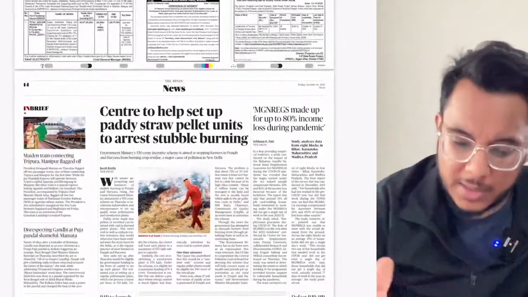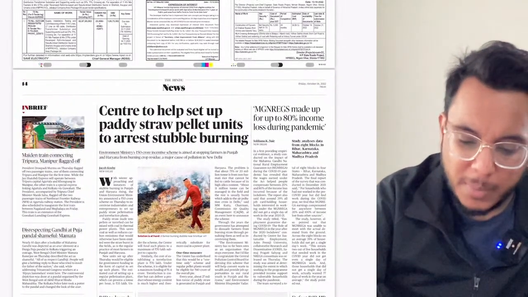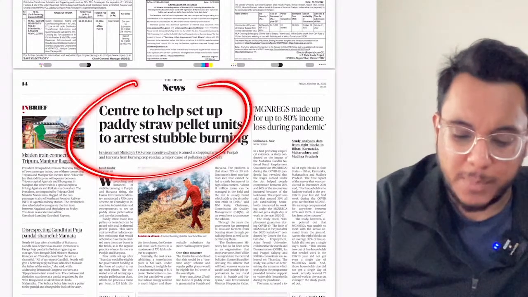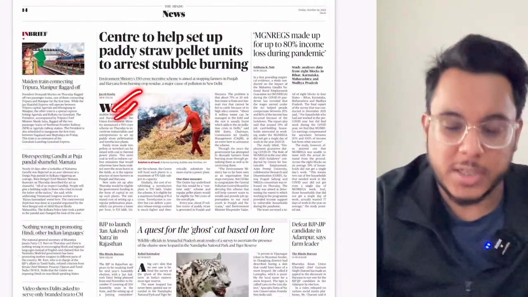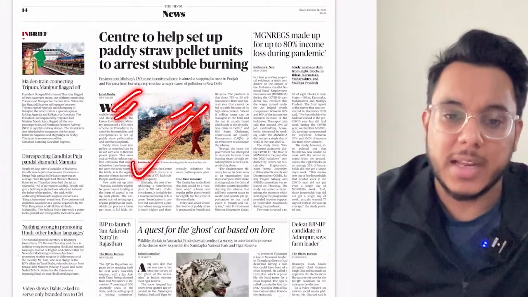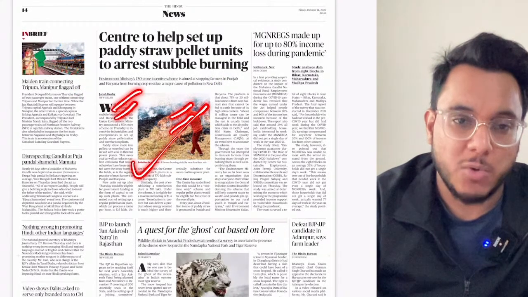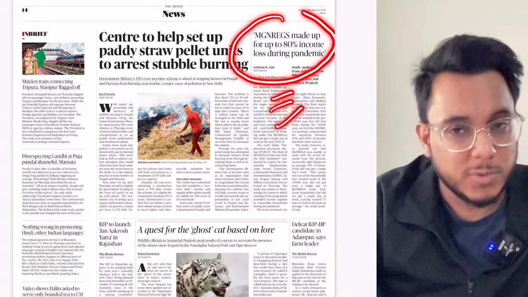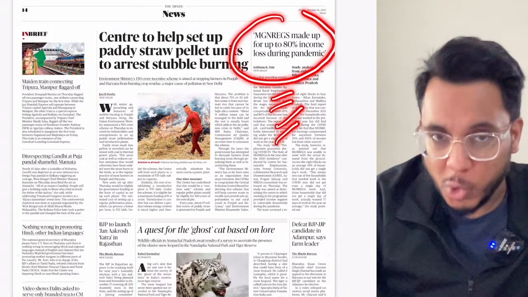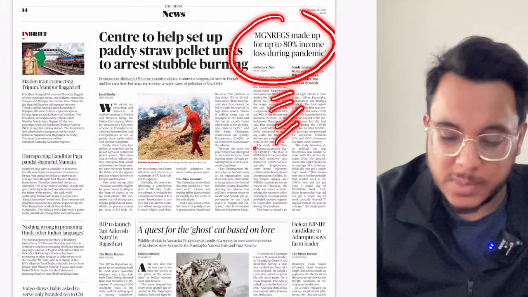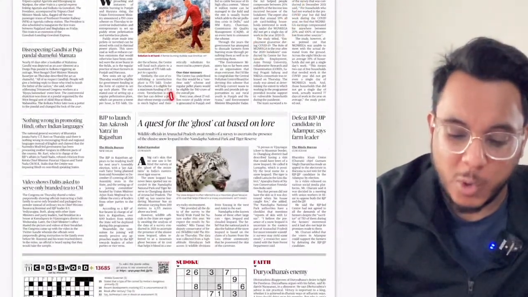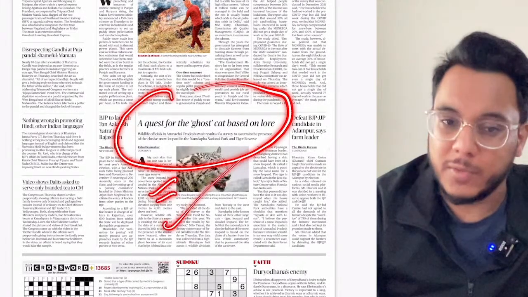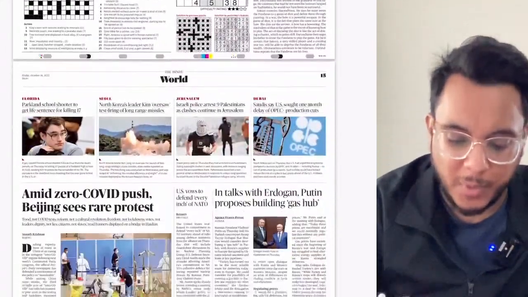Then this particular article, center to help set up paddy straw pellet units to arrest stubble burning. Very good article, fine, for examination we can use it, fine, we'll see that. MGNREGA makes up 80% of income loss. So a report on the role of MGNREGA during the times of the pandemic has been provided. We'll see this entire article. A quest for the ghost cat based on lore. We'll see this particular article also, what is being provided here.